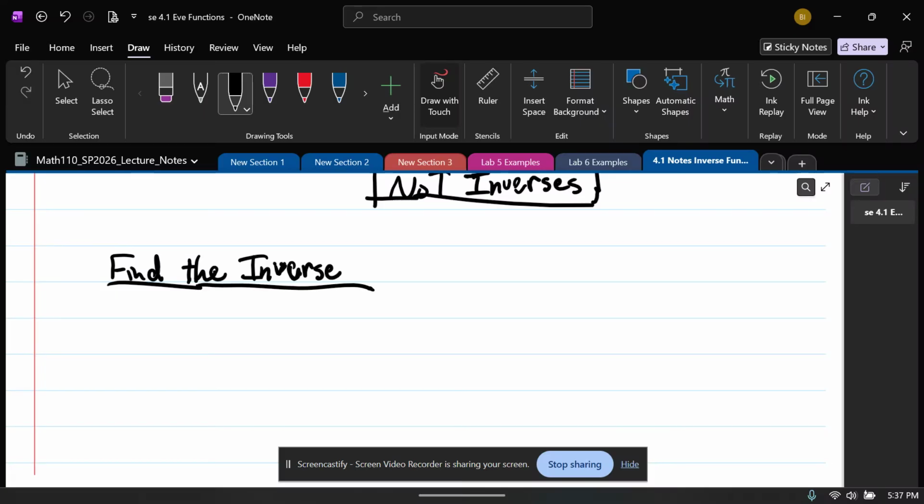Find the inverse. This pen and I are not getting along.